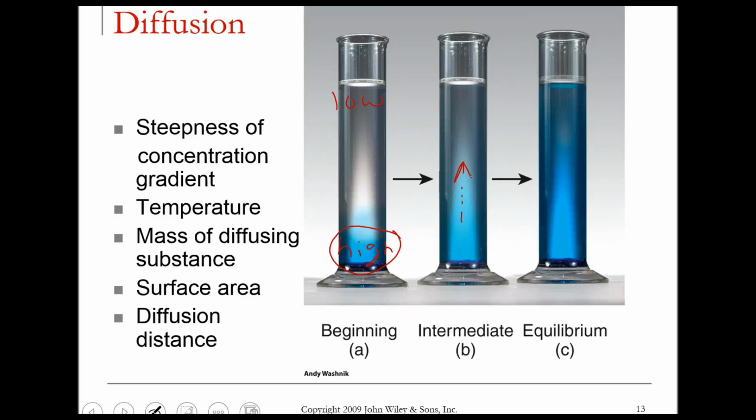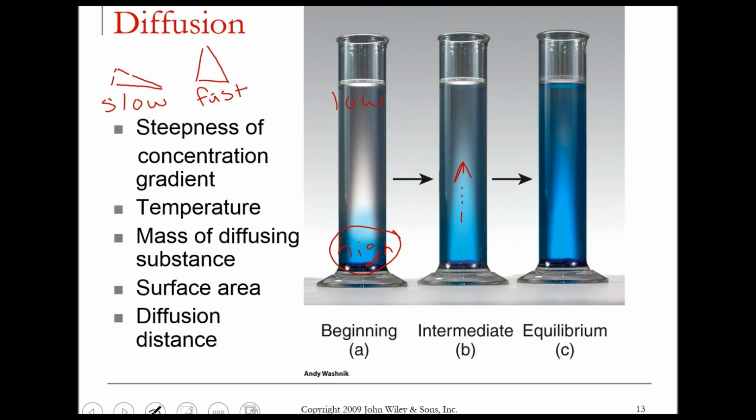There are several characteristics that will determine how fast this diffusion occurs. The first is the steepness of the concentration gradient. So if you have a very shallow concentration gradient, material will diffuse slower. But if you have a very steep concentration gradient, material will diffuse much faster.